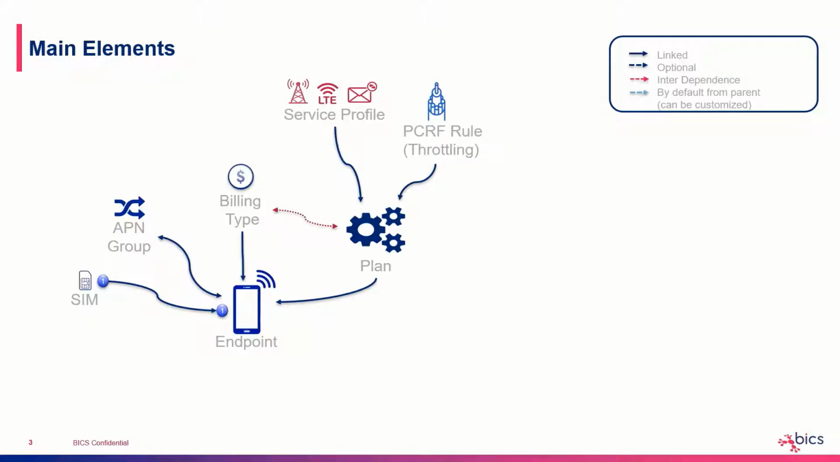We also have a set of optional parameters which can be defined at plan level. The notifications allow you to send a notification to the endpoint or an external party based on predefined triggers like monthly consumption reached or a service barred. We can also grant some benefits to the endpoint. Those benefits are a one-time package of data or SMS made available to the endpoint.